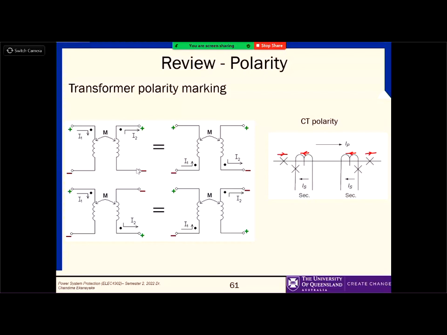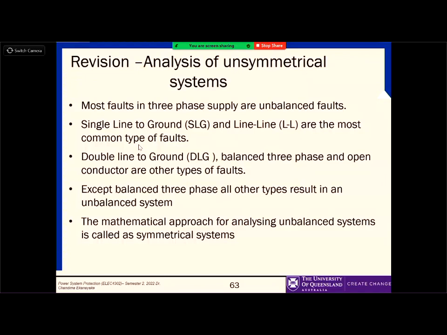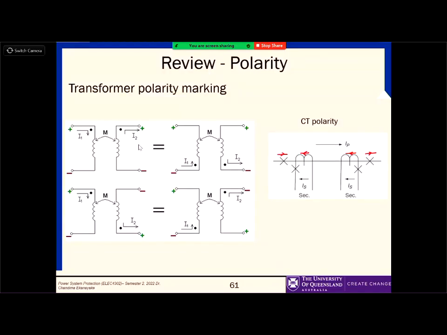So if you mark the voltage in the opposite direction, then what is the phase difference between those two voltages? Let's say instead of plus here, I will put the plus here and negative here. So if I take this one as Vp and this voltage as Vs, then Vp and Vs have a 180 degrees phase shift.